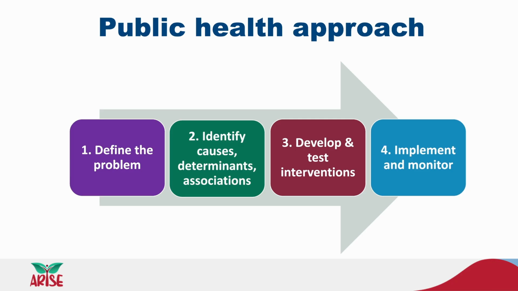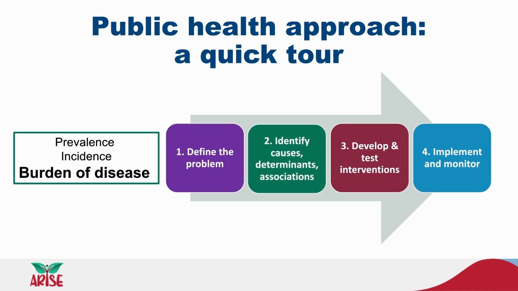In this video, we're going to be examining an important basic epidemiological concept. When we are interested in improving health at the population level, we start with defining the problem before we move on to the other steps of the public health approach. To define the problem, we need to understand and be able to use a few terms and concepts. We can define the problem by describing the prevalence or the incidence or the burden of disease.